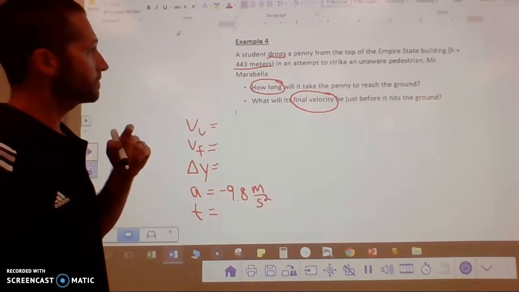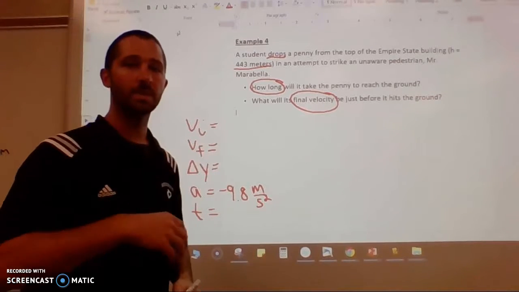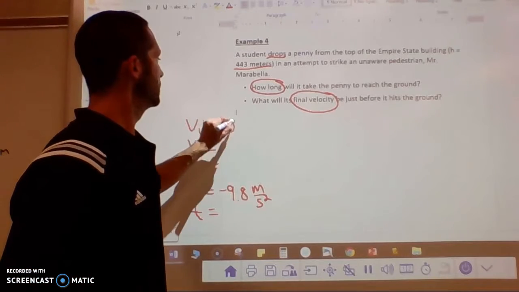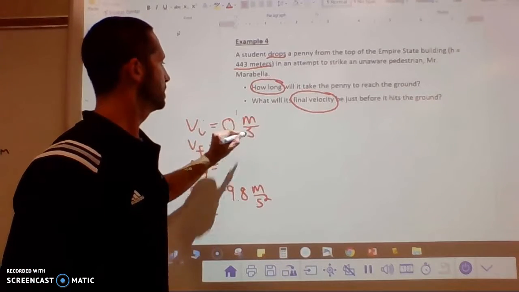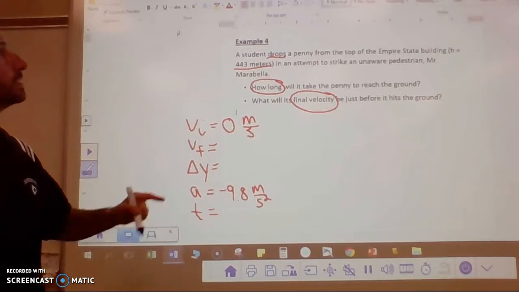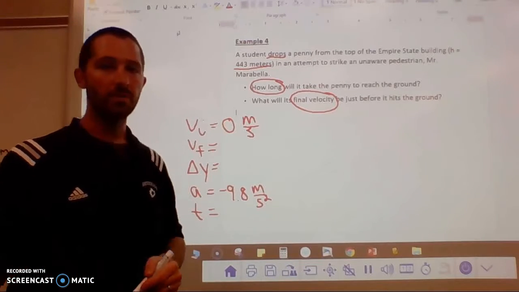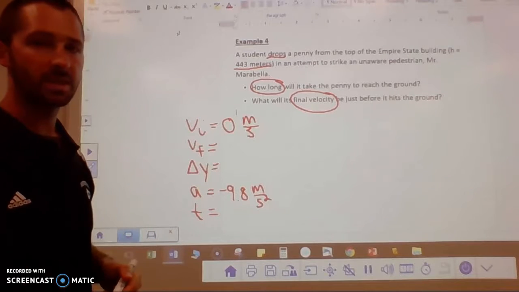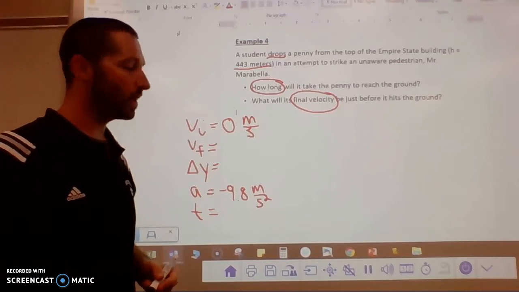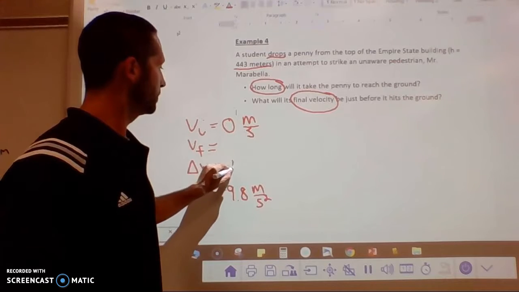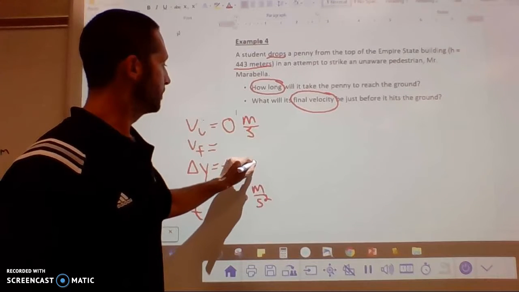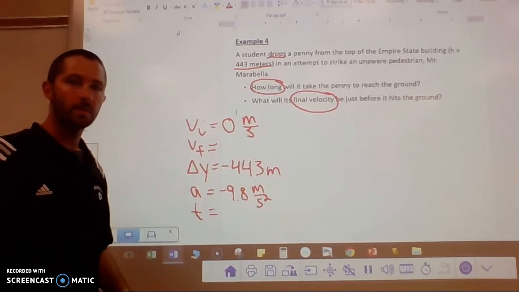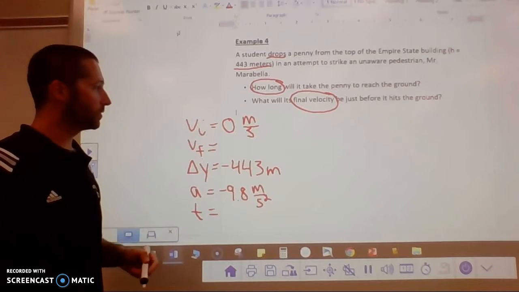Other key things. If someone's dropping something, we're not throwing it down. That means the initial velocity is going to be 0. And then the height of the building, 443 meters. Since the object is moving downward, and we say in physics here for us, downward is a negative direction, the object's going to fall negative 443 meters. All right, so we're in business with our vivovidat chart.